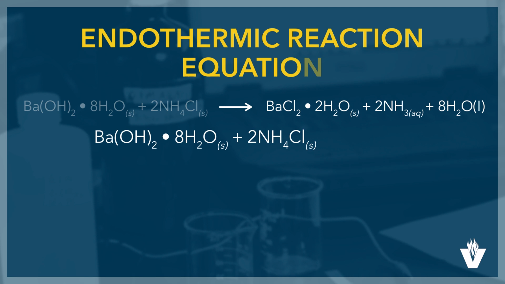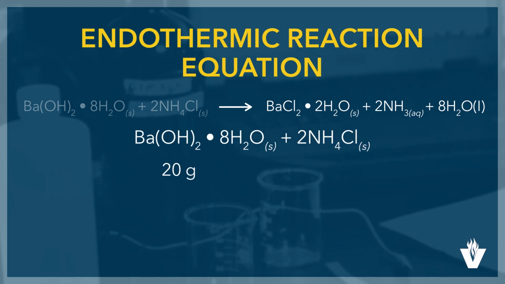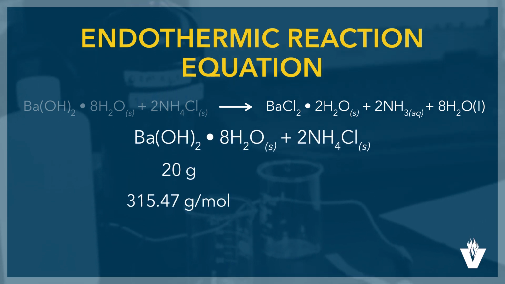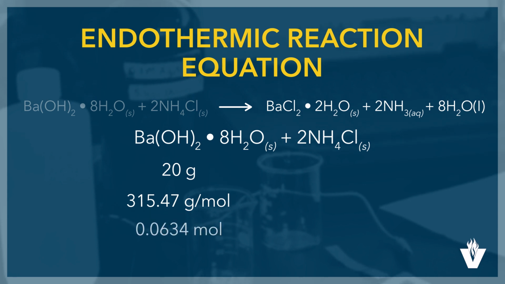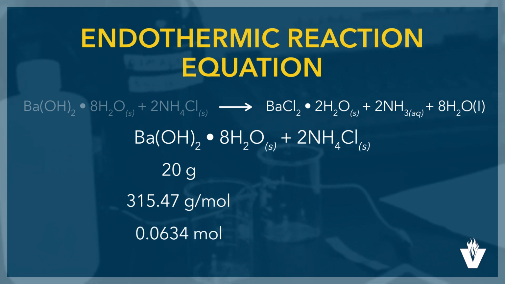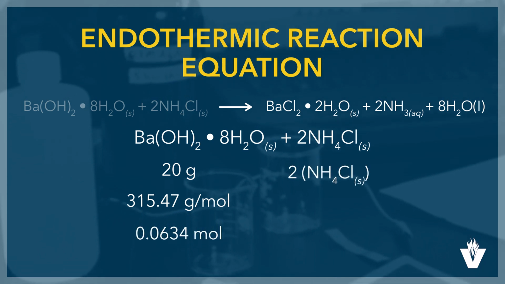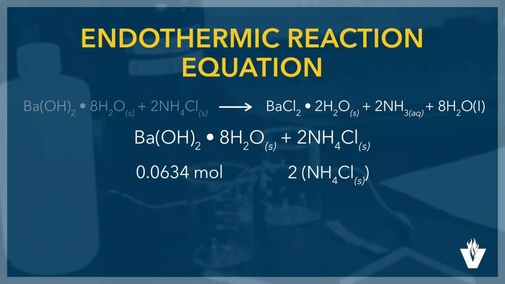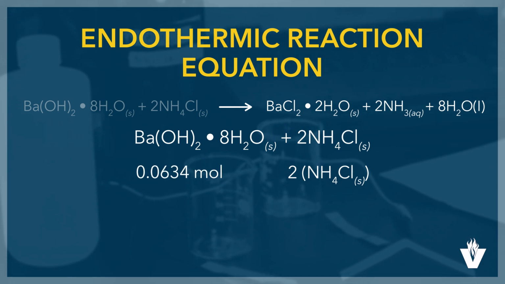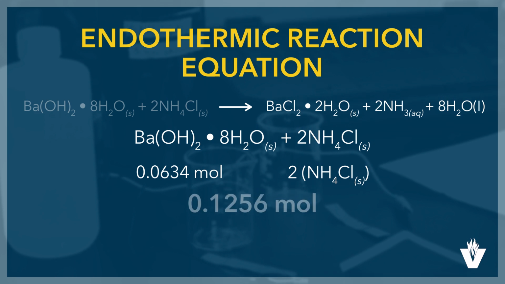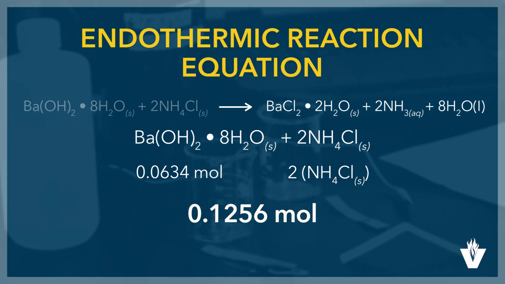The 20 grams of barium hydroxide compound divided by its molar mass, about 315 grams per mole, is about 0.0634 moles. This reaction requires 2 moles of ammonium chloride for every 1 mole of barium hydroxide compound, or 2 times the 0.0634, which equals 0.1256 moles.